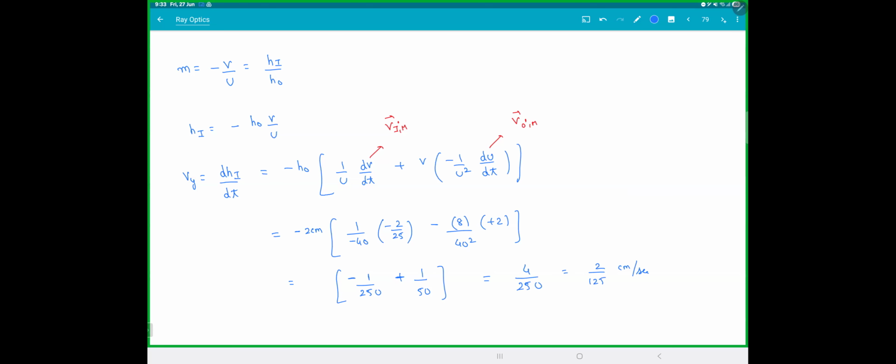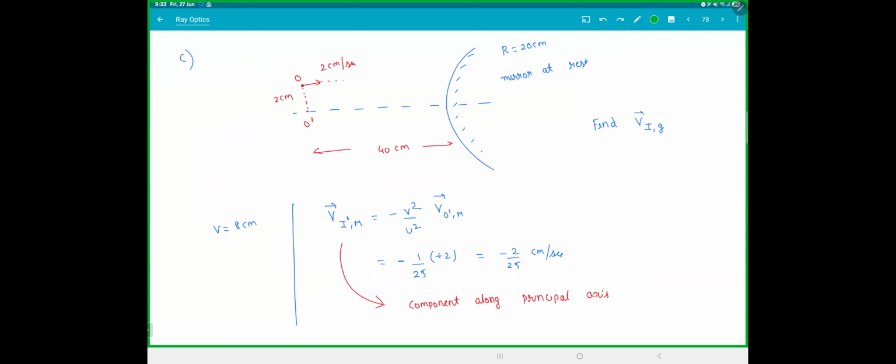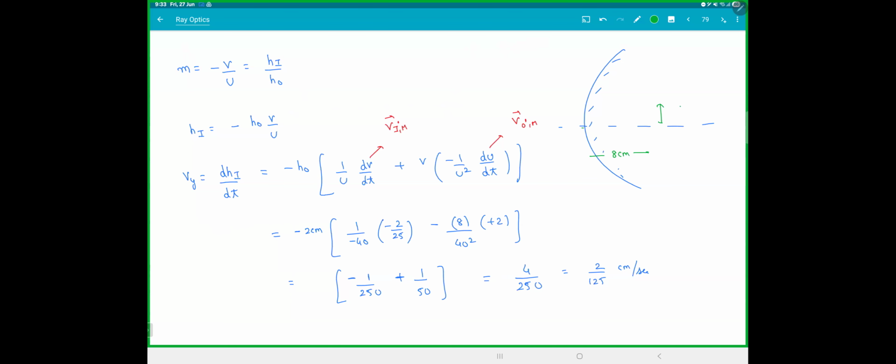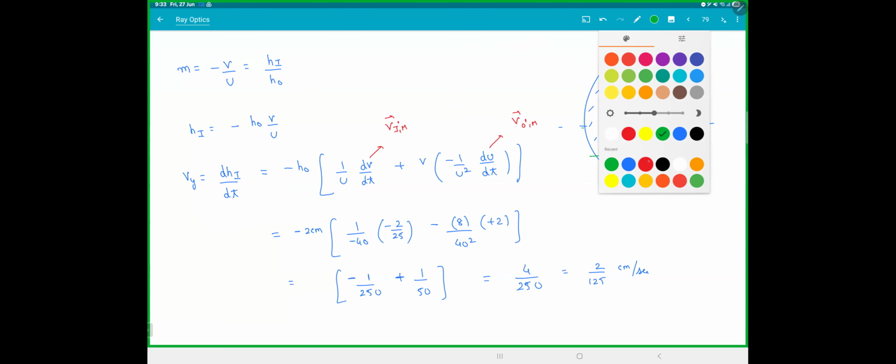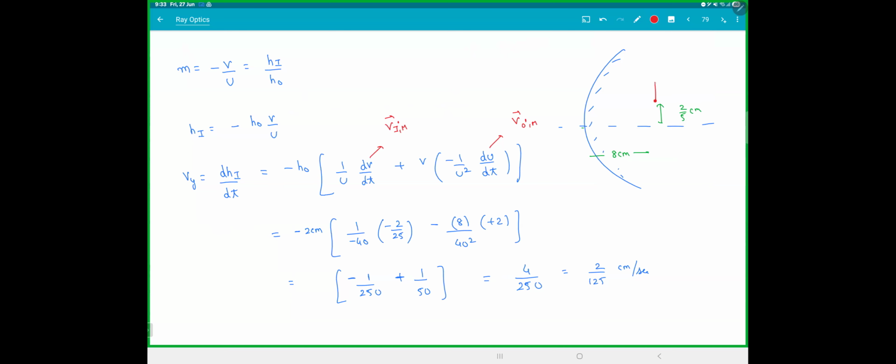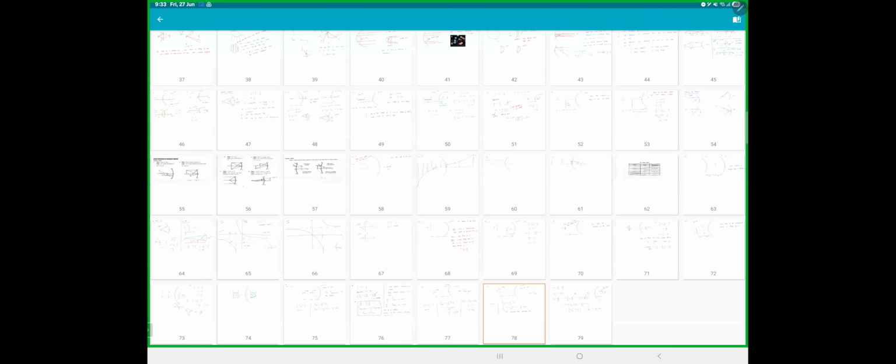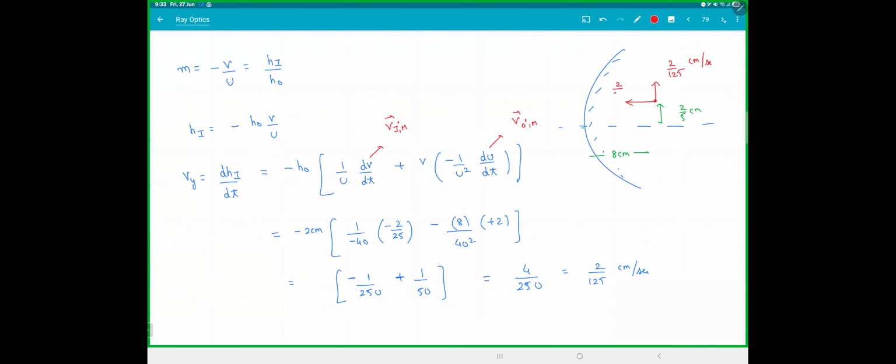So how does the final thing look like? You're getting plus, which means it is actually going up. So the final answer, at a distance of 8 centimeters, magnification is how much? 8 by 40, 1 by 5. So at a height of 2 by 5 centimeter, you have your object whose vertical component is 2 by 125 centimeter per second. It is going left side with 2 by 25. That will be the final answer, everyone.